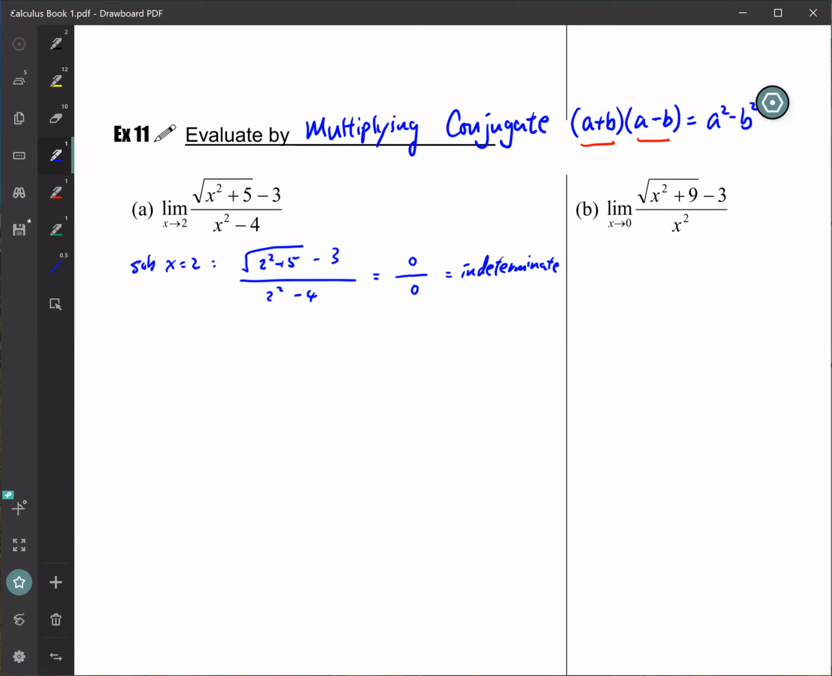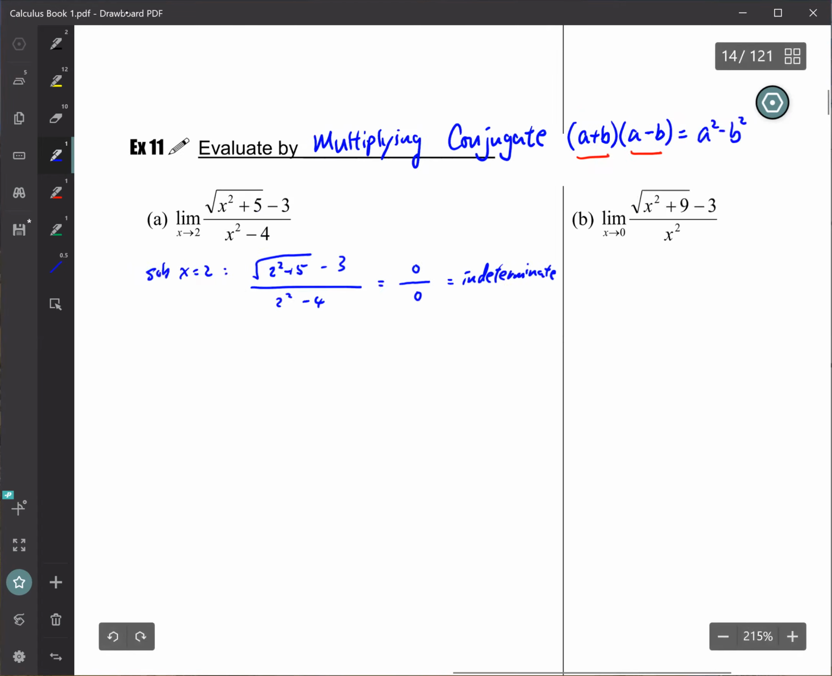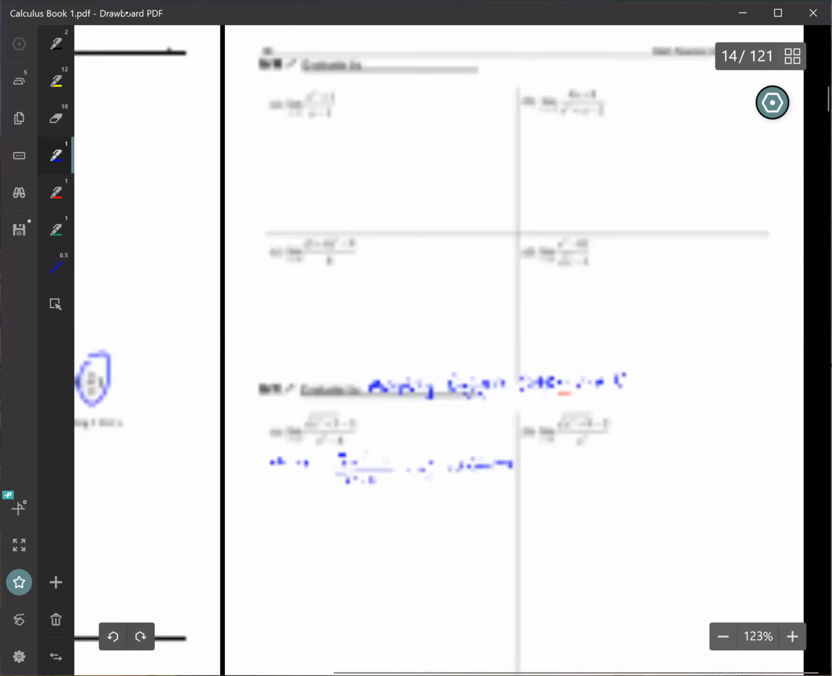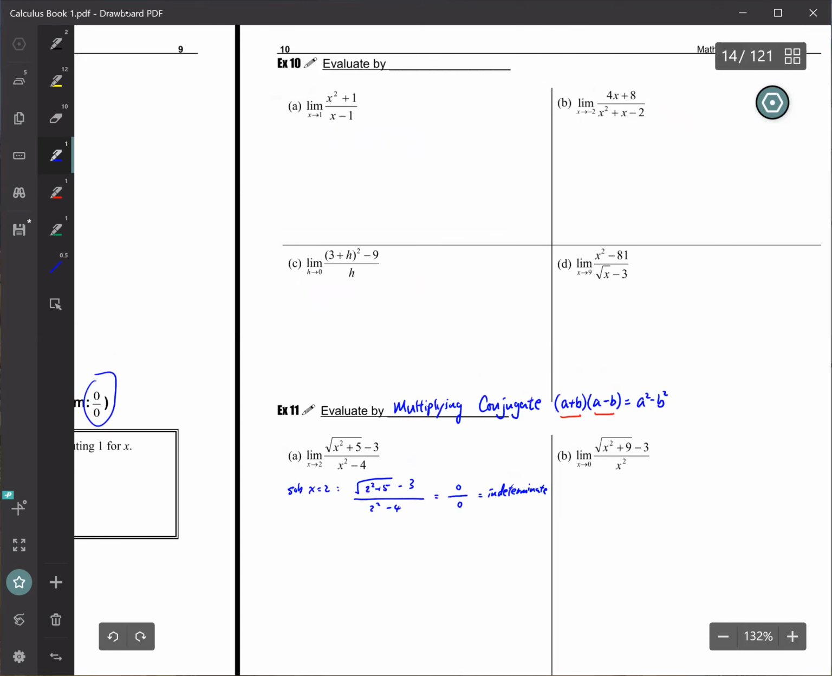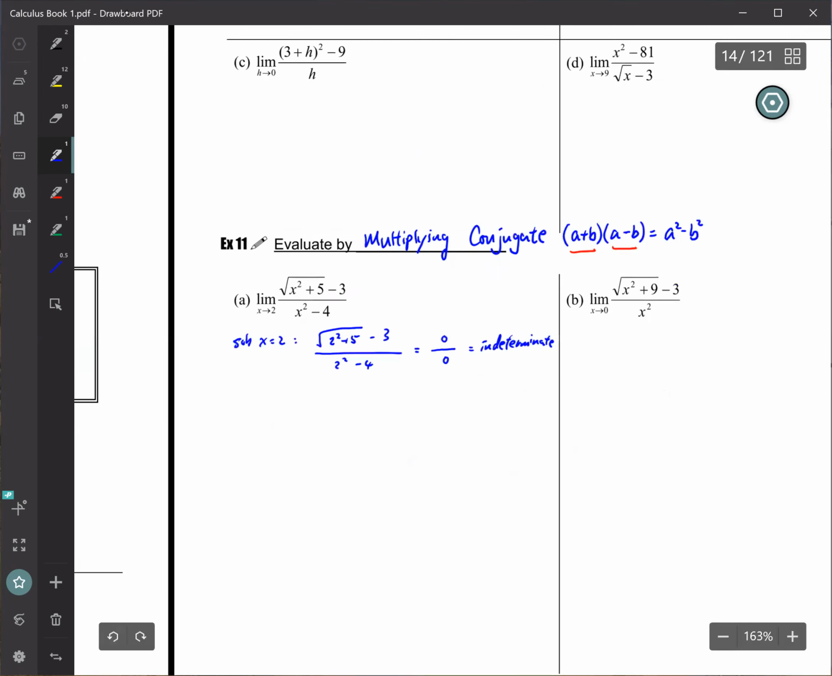I forgot. Okay, it means you hit a dead end, and you have to try to find the answer using other ways. 0/0 doesn't mean it's undefined. It means you have to turn around. Think about method 2, simplifying. Can we factor, expand, try to cancel out, or can we do the multiplying by conjugate?